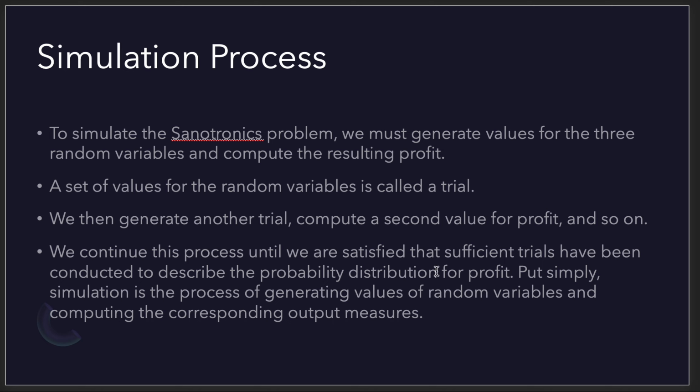So we continue this process until we are satisfied that sufficient trials have been conducted. There really is no mathematical way of saying, hey, you need 50 simulations or 100 simulations. That comes down to how much you can do. Sometimes simulations can take a very long time, so you can only do so many. But if simulations are very cheap, you might want to do as many as you can. So there is always the back and forth there, right?